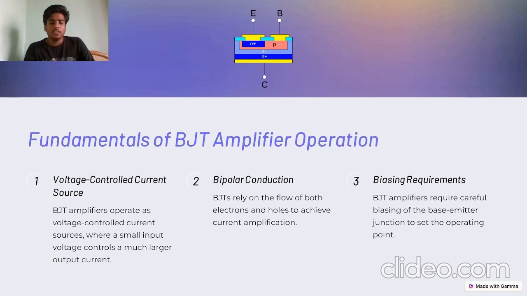In the next slide, we are going to know about the fundamentals of the BJT amplifier operation. The first fundamental is voltage controlled current sources. BJT amplifiers operate as voltage controlled current sources where a small input voltage controls a much larger output current. The second fundamental is bipolar conduction. BJTs rely on the flow of both electrons and the holes to achieve the current amplification. The last fundamental is biasing requirements. BJT amplifiers require a careful biasing of the base emitter junction to set the operating point.